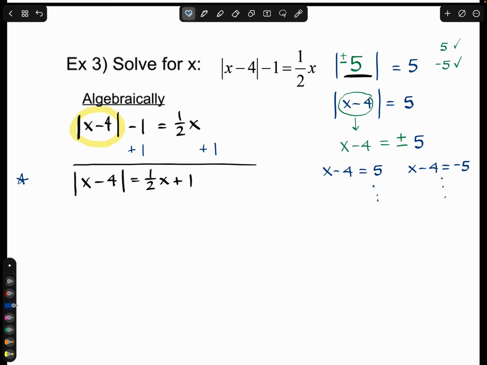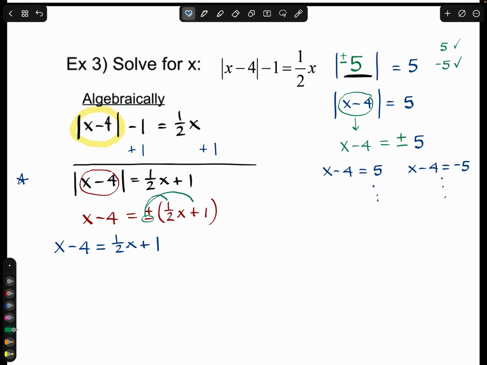Okay, so we're going to do the same thing over here on this side. Since we have our absolute value by itself, we know that what we have inside of here, when we take it out, has to end up equaling the positive or negative version of whatever's on the other side. In this case, it's not a number, it's an expression. But then we'll take that and break it into 2. We'll say x minus 4 has to equal the positive version, which would just be 1/2 x plus 1. I don't need any parentheses there.